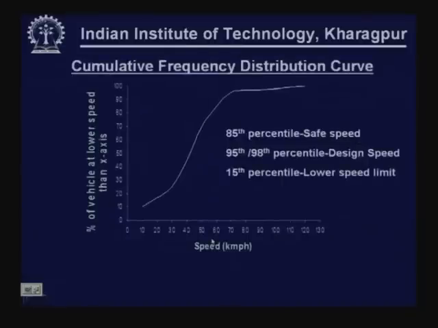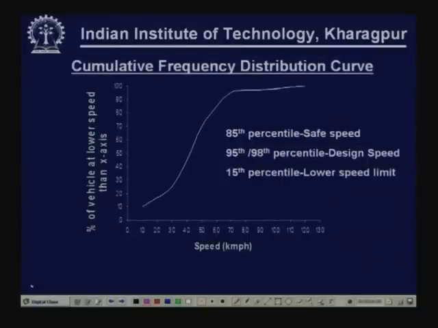You can also present it in terms of a cumulative frequency distribution curve, where again x is the speed and y is the percentage of vehicles at lower speed than the x axis value, because it is the cumulative frequency, and a typical shape is shown here. So, you can see how it looks. This is the typical shape that you get for the cumulative frequency distribution curve.